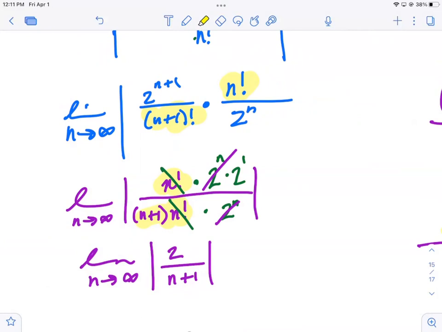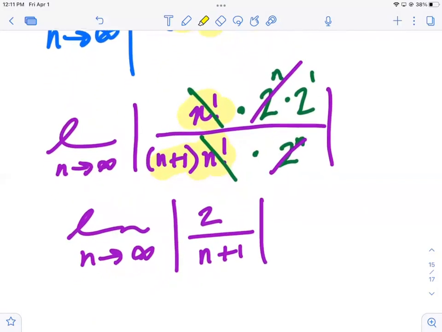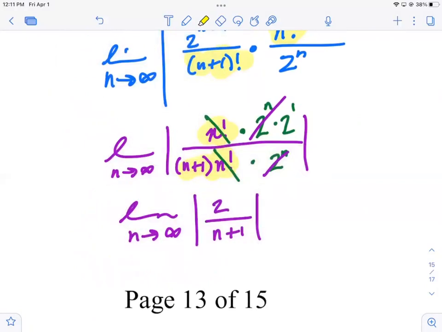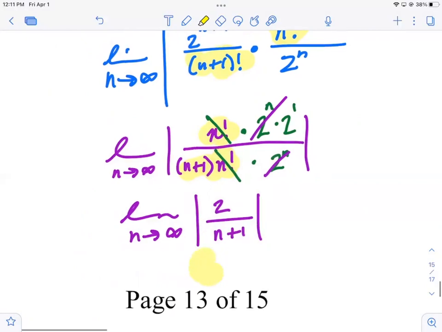Or you could just write it like I did, 2 to the n times 2, and your 2 to the n's divide out, okay? So what that did is it got rid of the exponents that were n, and it got rid of the factorials. And that's what should happen when you do the ratio test, okay? We got rid of our factorials, and we got rid of our exponents. And now we got down to this little dude. This is easy, right? As n goes to infinity, what does 2 over n plus 1 approach? 0. Because the top stays at 2 and the bottom gets infinitely large.